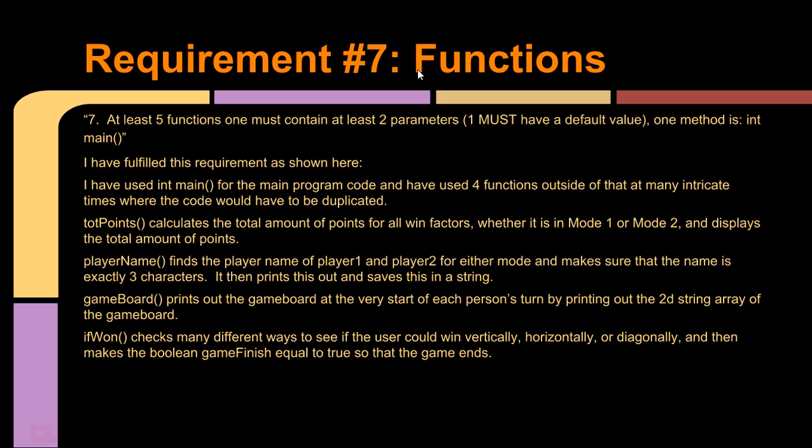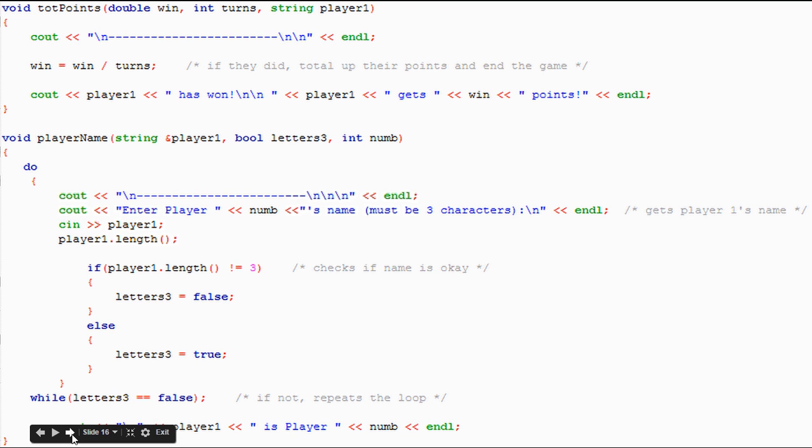Requirement number 7 is functions. You have to use at least 5 functions, and 1 must contain 2 parameters, and 1 is int main. So really 4 other functions on top of that. And I think the screenshot here. Is there a screenshot? There should be a screenshot.